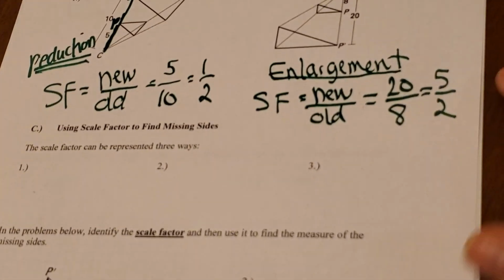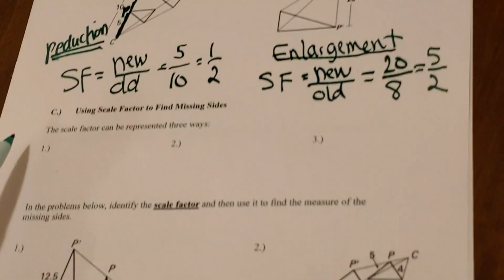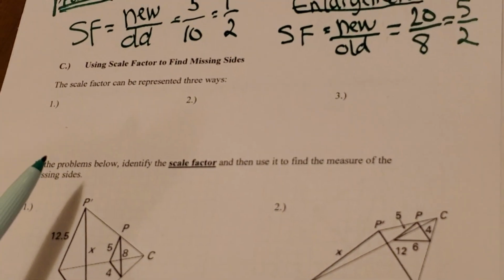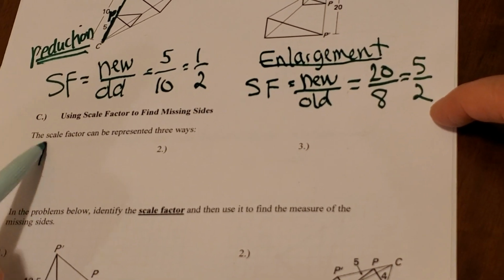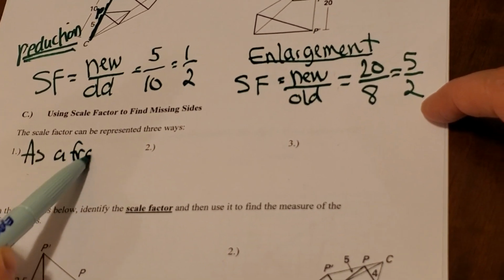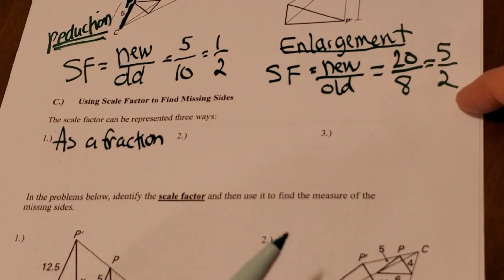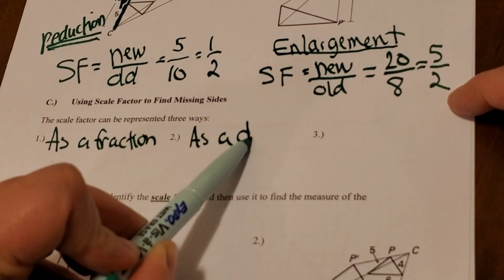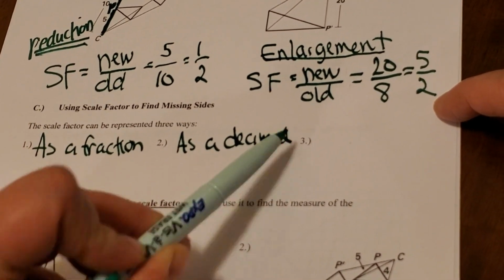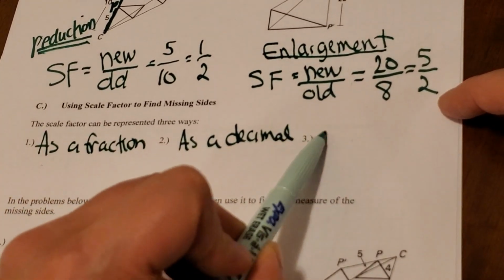All right, so when you are talking about scale factor, you can express this in 3 different ways. You can write it as a fraction, as a decimal, or as a percentage.